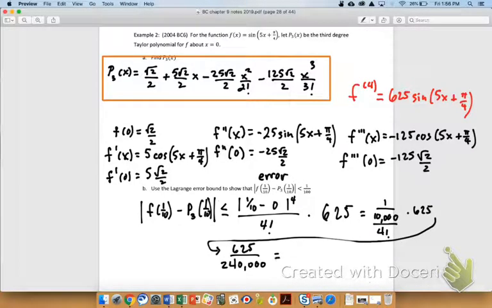So let's think this over. We can reduce by a factor of 5 for sure, right? What's 625 divided by 5? 125. What's 240,000 divided by 5? 48,000. We're not quite there yet, but we can keep dividing by 5. So this gives us 25 over 9,600. We could have done this reducing earlier.